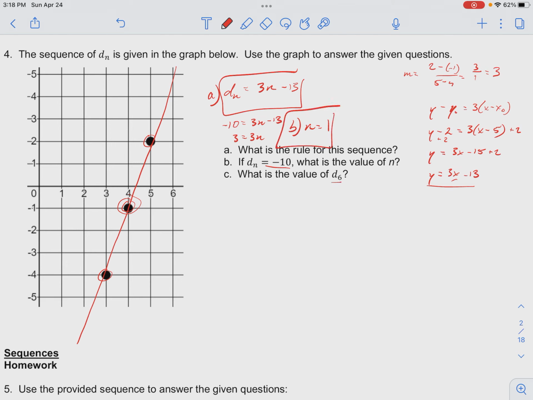And the value of d of 6 is when we plug in 6 for n. So we plug in 3 times 6 minus 13. That's equal to 18 minus 13, which is 5.